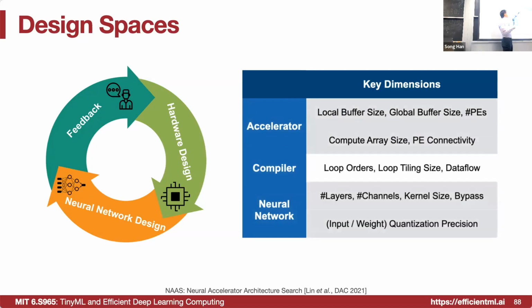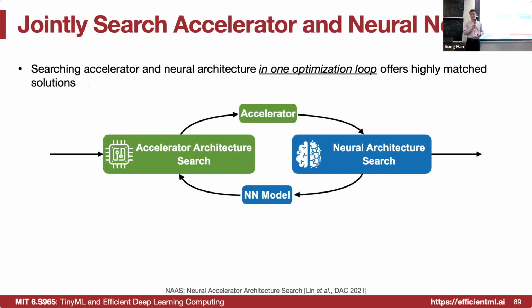We can have different choices for the buffer size, global buffer size, number of PEs. What is the connectivity of the PEs? Compute arrays, and also loop orders, loop tiling sizes, the dataflow, beyond this layer channel, kernel size, bypass layer, weight precision, etc. So we want to incorporate this accelerator architecture search in the same loop with the neural architecture search, to propose the best matched accelerator and neural network models.